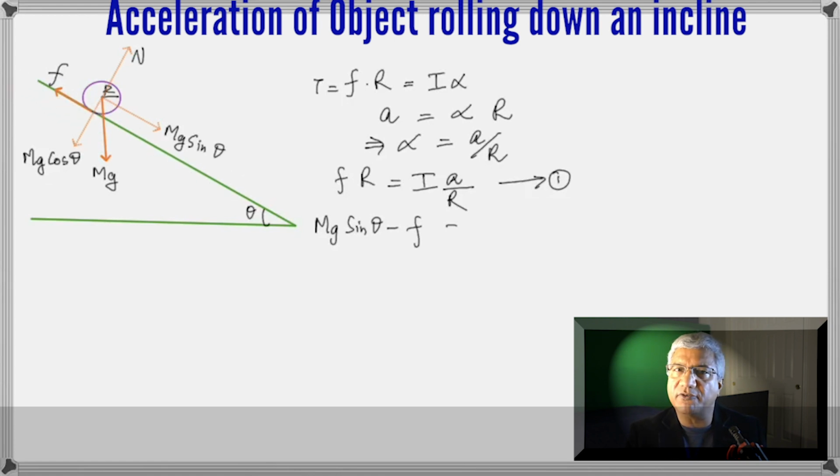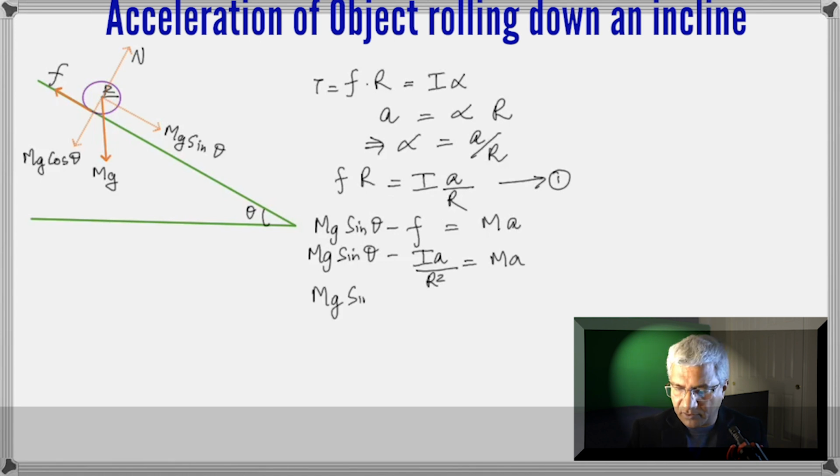So now we're looking at the forces, not the torque. And that, according to Newton's second law, should be equal to mass times acceleration. Okay? Net force is equal to mass times acceleration. So we got that. And then we will substitute for friction. We got friction as IA by R squared, because when you bring this R down, it becomes R squared. So that's what I've done.